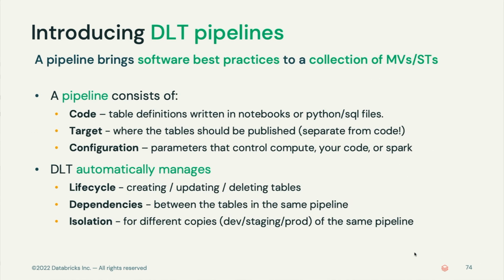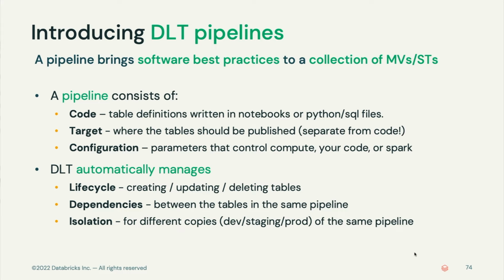So far, we've only been talking about individual streaming tables and materialized views. Pipelines bring software best practices to a larger collection of multiple streaming tables and materialized views. A pipeline is very simple. It has 3 components. You list which notebooks or files should be read. And these notebooks and files just have DLT code.